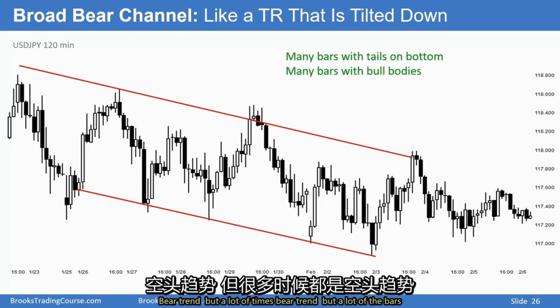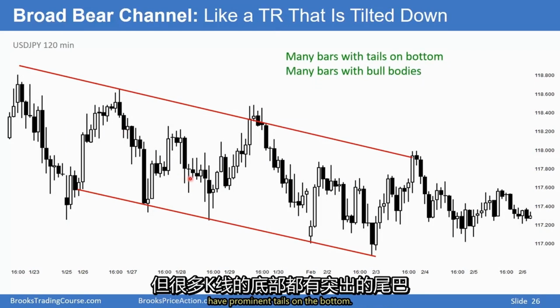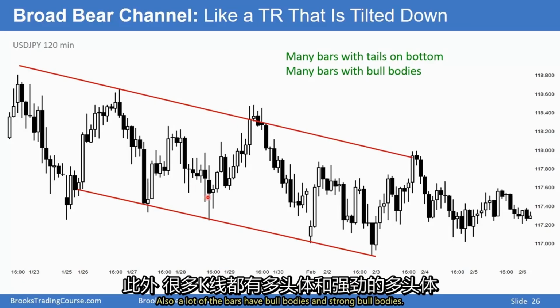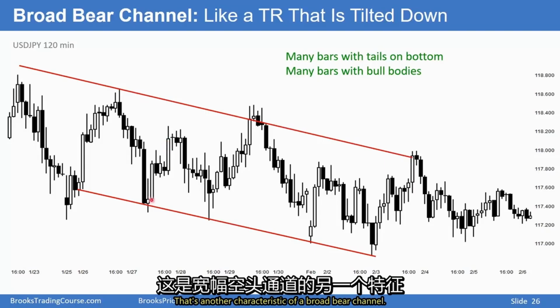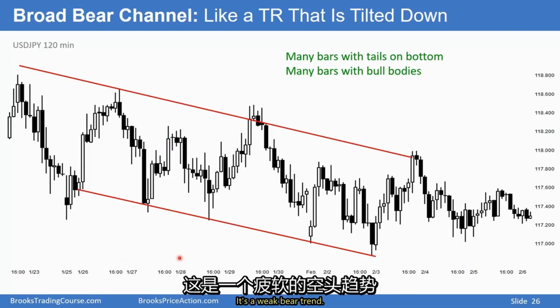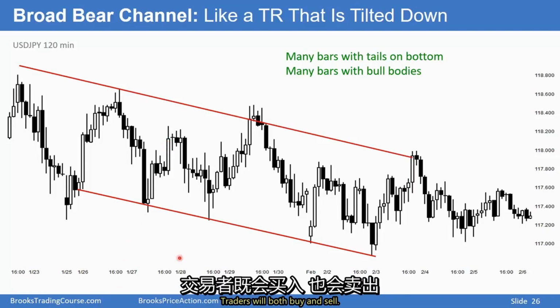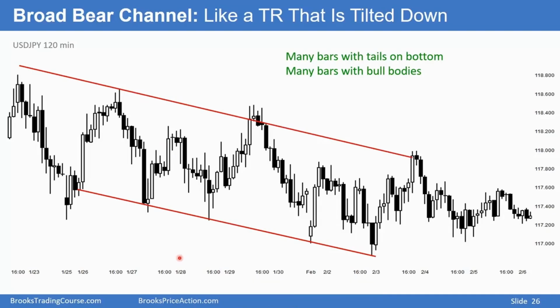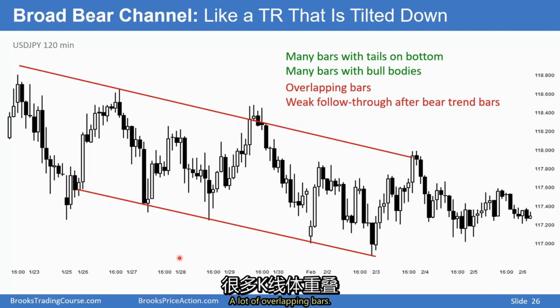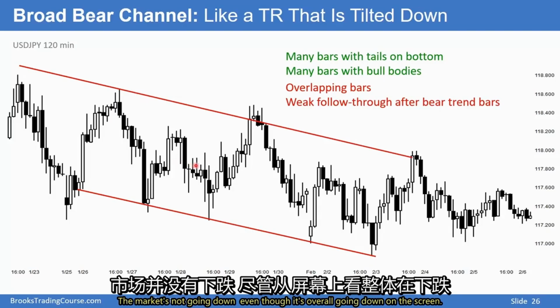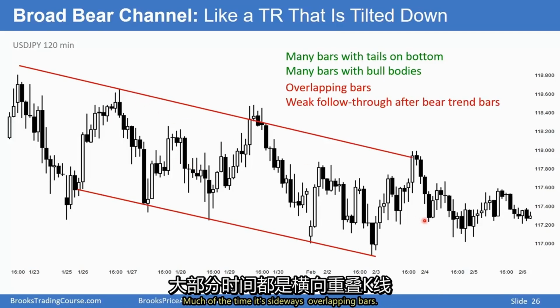Bear trend, but a lot of the bars have prominent tails on the bottom. Also, a lot of the bars have bull bodies and strong bull bodies. That's another characteristic of a broad bear channel. It's a weak bear trend. Traders will both buy and sell. A lot of overlapping bars. The market's not going down, even though it's overall going down on the screen. Much of the time, it's sideways, overlapping bars.